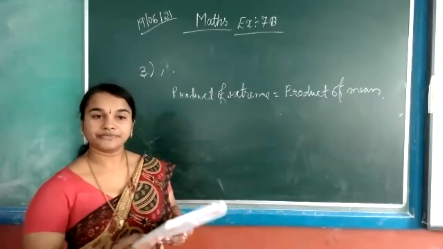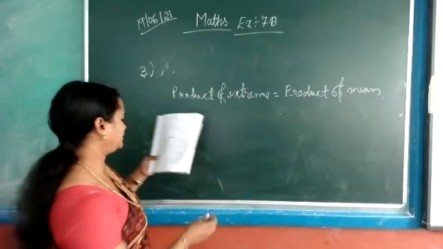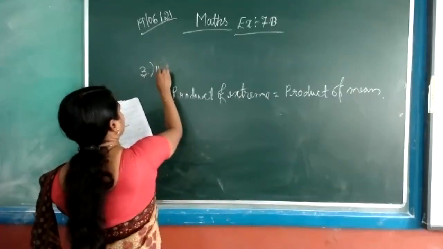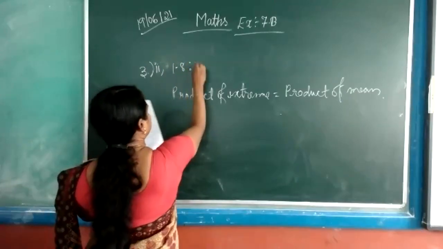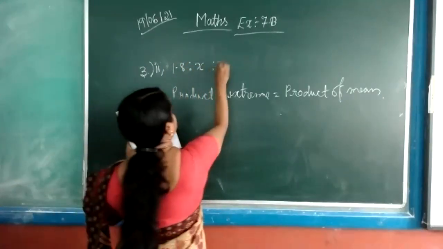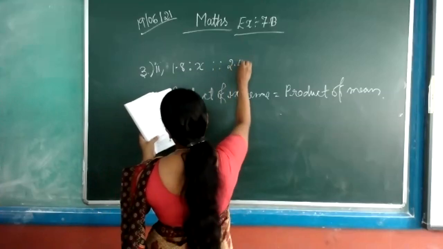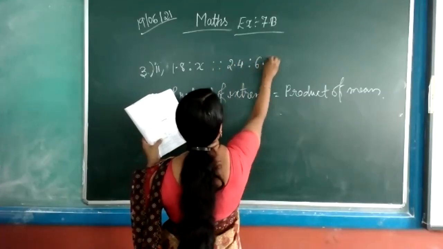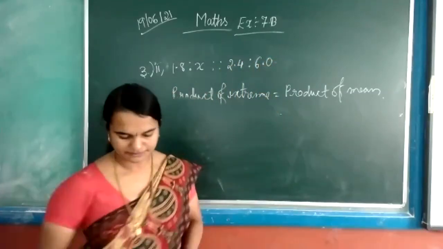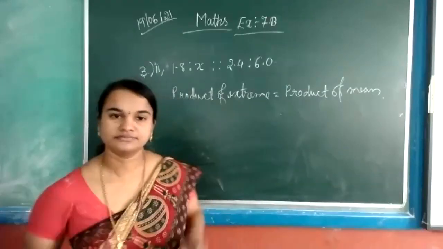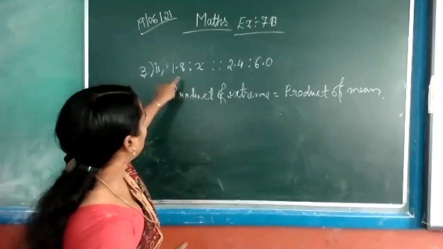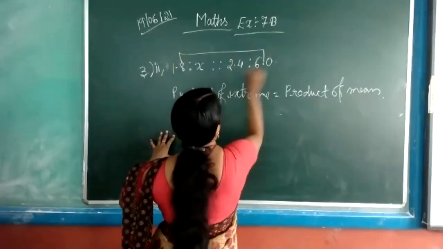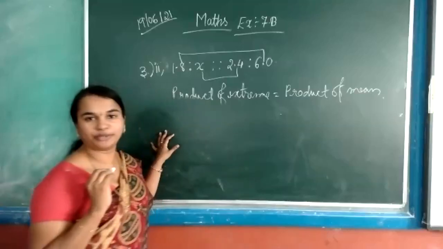One is decimal. So the decimal question I will solve. 1.8 is to x is as 2.4 is to 6.0. Can all of you stop writing? Look at the board. So here also, product of extremes equals product of means.